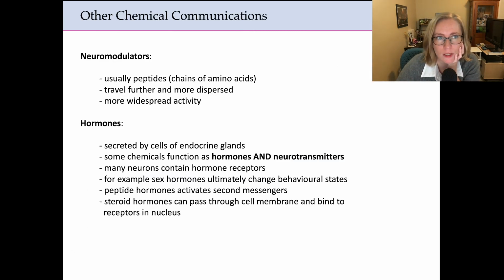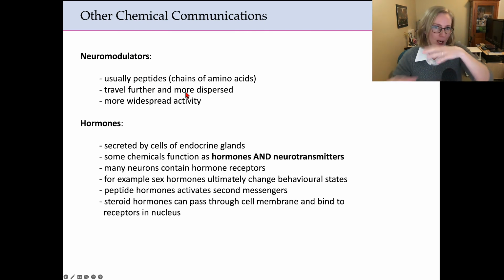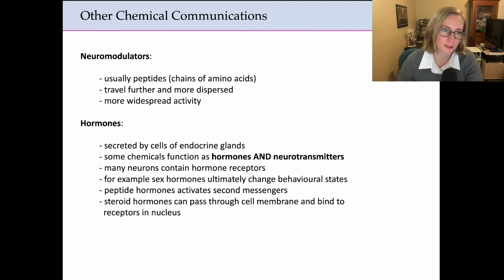Okay, I think we're nearing the end here. So other chemical communication things that we have other than neurotransmitters, we can have neuromodulators, so peptides. These work a little bit different. They can travel further, are more dispersed. They kind of have an area of effect that they influence, a more widespread activity. So for example, endogenous opioids, something our body produces to help us deal with pain. This is going to be more widespread activity, not highly regulated by a synapse.